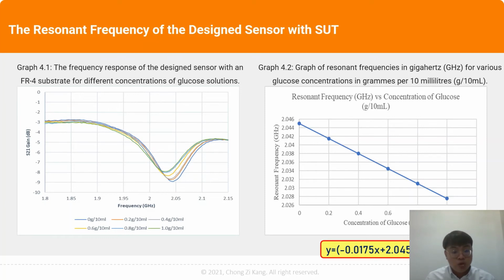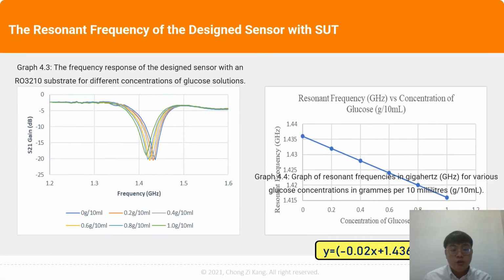According to graph 4.2, it's observed that the frequency resolution for the glucose level changes at the respective resonance is 0.0035 GHz per 0.2 gram per 10 milliliter, and therefore the resonant frequency resulting from filling a specific concentration of glucose solution can be estimated using the linear regression model derived as the equation below. On the contrary, the unknown concentration of glucose in the tested sample can be predicted using the inverse model.